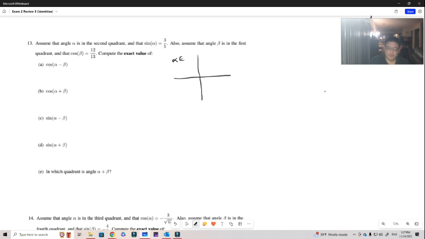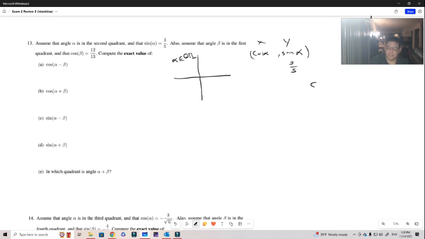Okay, so if alpha belongs to the second quadrant, this is telling you that what? Cosine of alpha and sine of alpha, we have information about this. So because it's in the second quadrant, and this is x and this is y, clearly we have that y is positive, which is true, it coincides with what we have here, 3 over 5. But we also have that the cosine is going to be negative, because in the second quadrant x is negative.